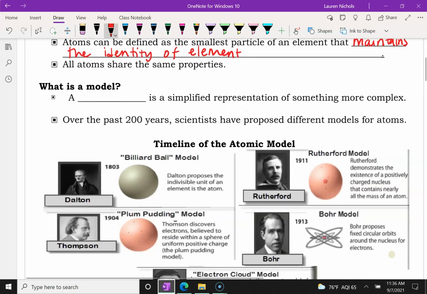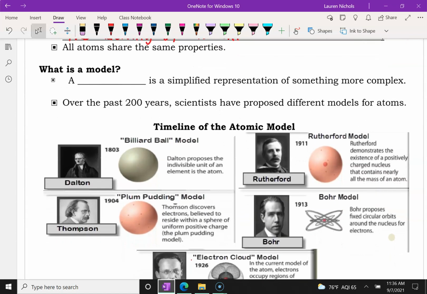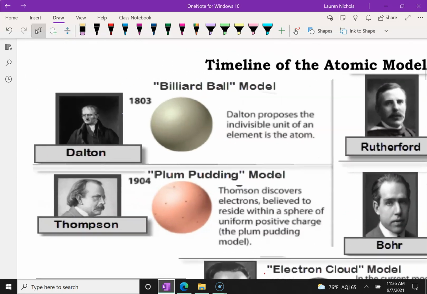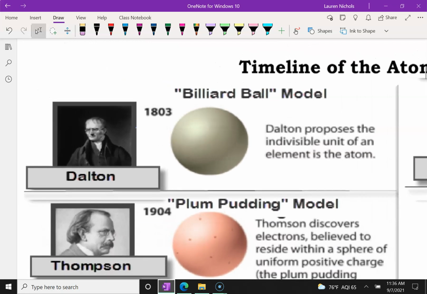Now, there have been various models of the atom over the years. A model is just a simplified version of a very complex thing. As we've learned more information through experimentation, we have adjusted our model. The first model we're going to learn about was in 1803, by this guy named Dalton, and he had the billiard ball model. That's what he called it.